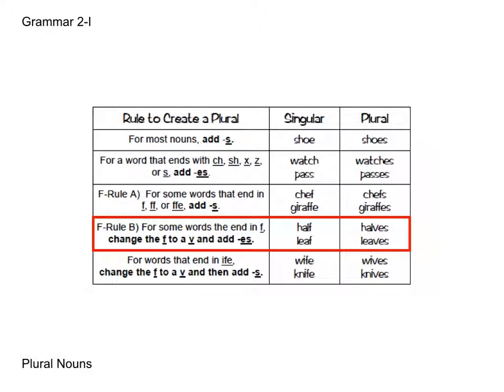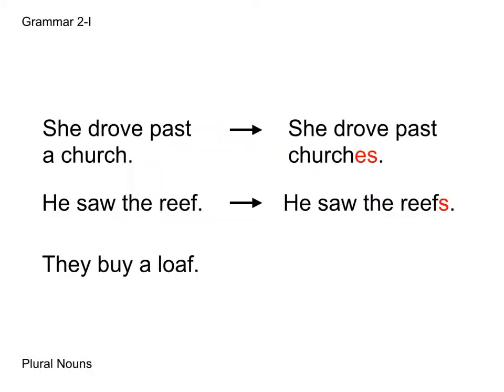Now we're going to look at, for some words that end in f, change the f to a v and add es. So our examples shown here are half and leaf would become halves and leaves. So we have the sentence, they buy a loaf would become they buy loaves. Notice that f has turned into a v and es has been added to the end.